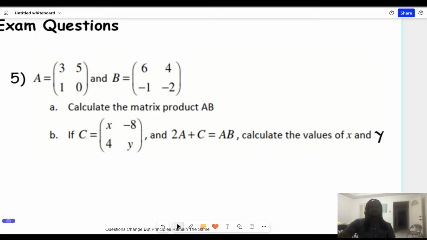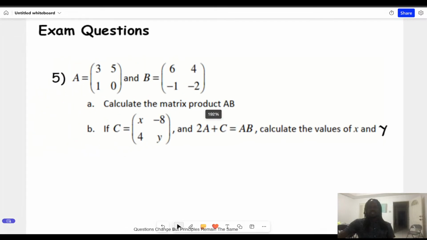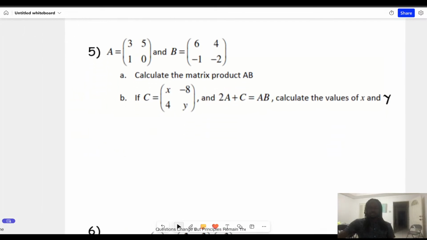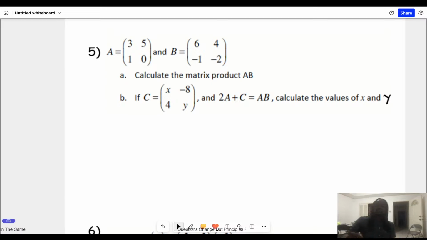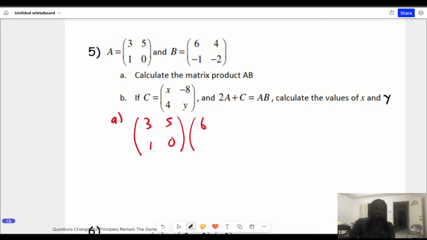Let us do the first part together, the AB part. Let us do the multiplication part together. And then you can try question B on your own. So question A wants me to multiply. It's A times B. So A is 3, 5, 1, 0 times B. What's B here? 6, 4, -1, -2. Same multiplications that we have been doing.